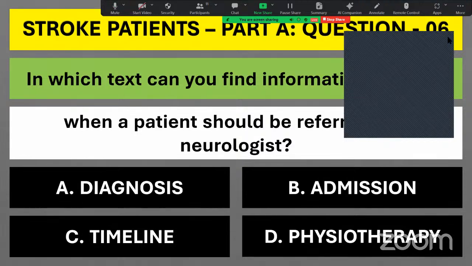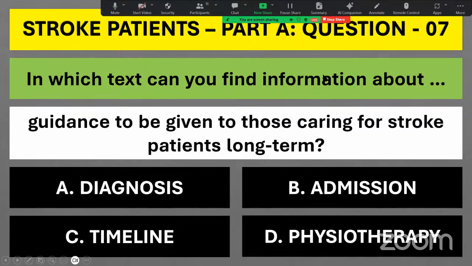Question number 7. Guidance to be given to those caring for stroke patients long term. Long term. Try to understand: long term. Stroke patients are suffering and long-term treatment is needed. Then what will you do?